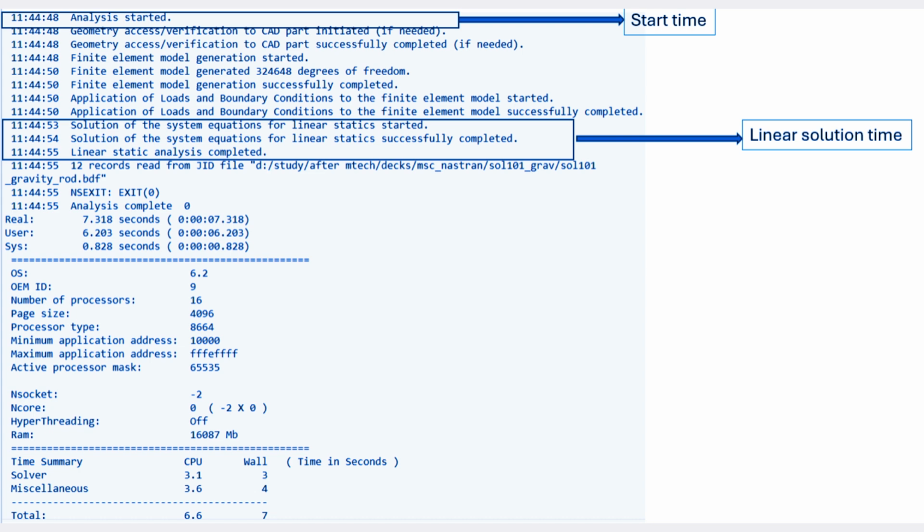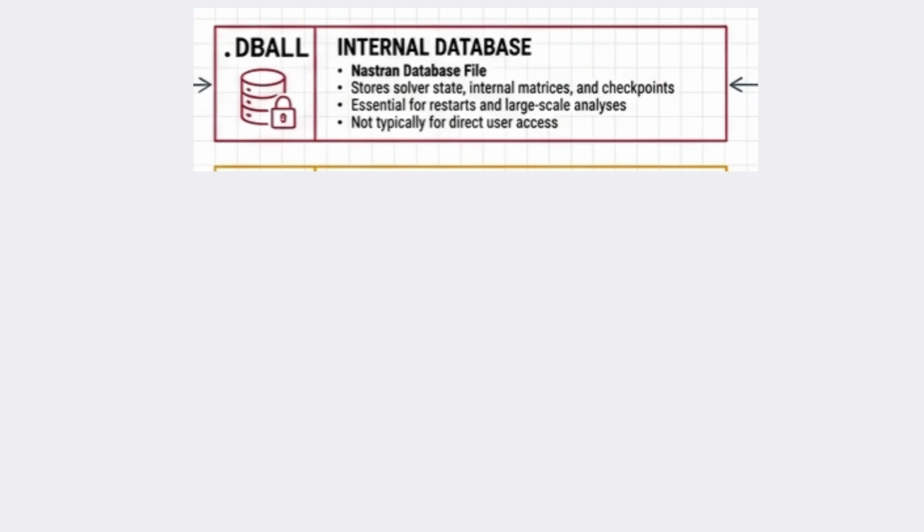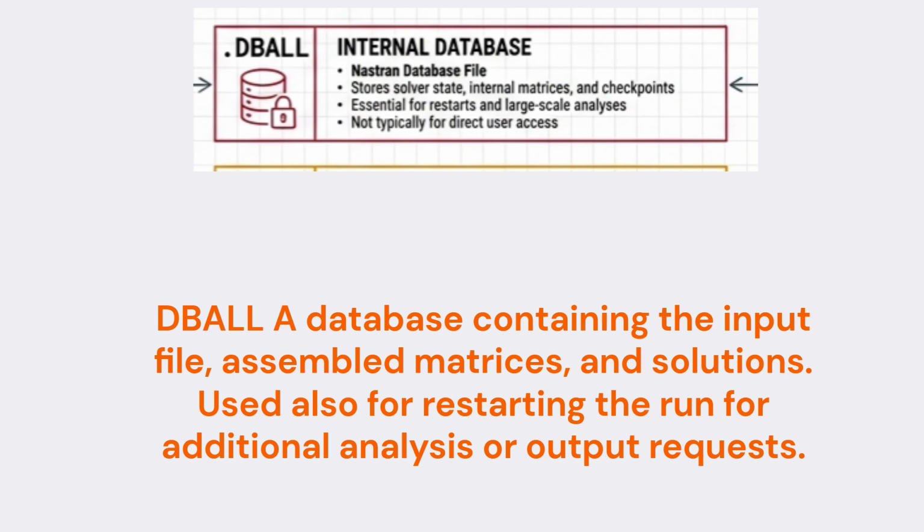Now let's talk about the DBL file. The DBL is essentially a Nastran database containing information generated during the analysis. Depending on the solution sequence and analysis, it can contain input information, assembled matrices, and solution data. One important use of the DBL is for restart analysis. It can allow you to continue an analysis without starting everything from the beginning.